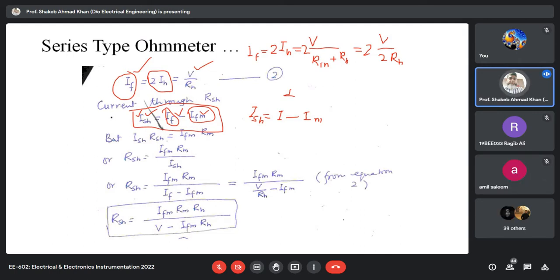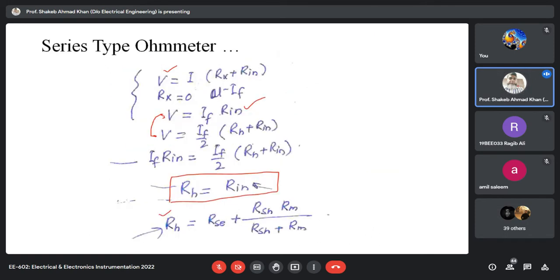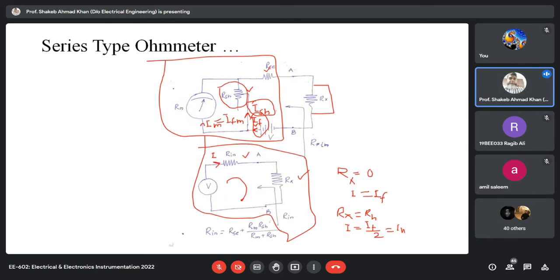And since these two are parallel, we can write for your shunt and meter: ISH into RSH is equal to IFM into RN. These two are parallel.